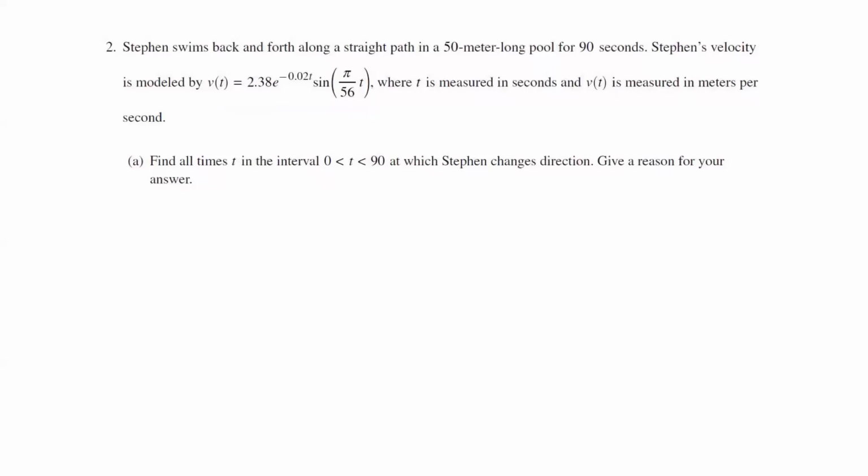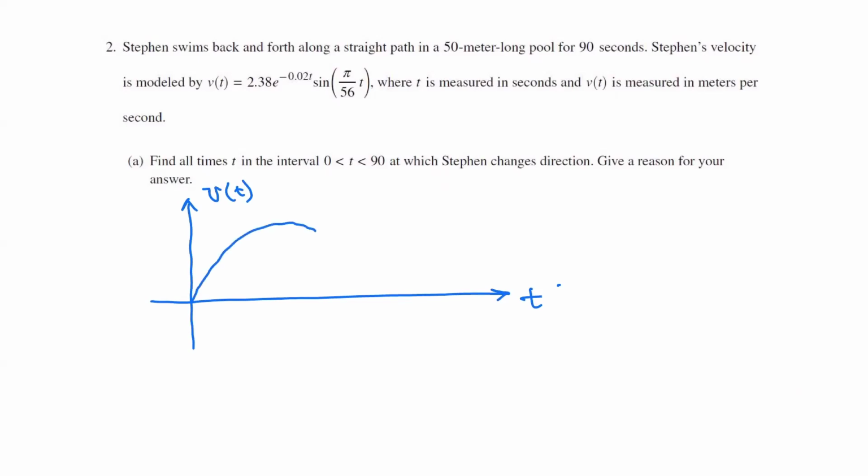And question A is find all times t in the interval from 0 to 90 seconds at which Steven changes direction. And so let's sketch the function v of t. We will use it later on also for other questions. We'll find it useful. So v of t is looking almost like a sine function because sine is oscillating here.